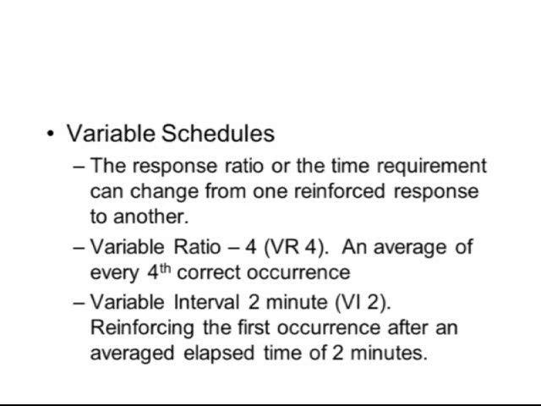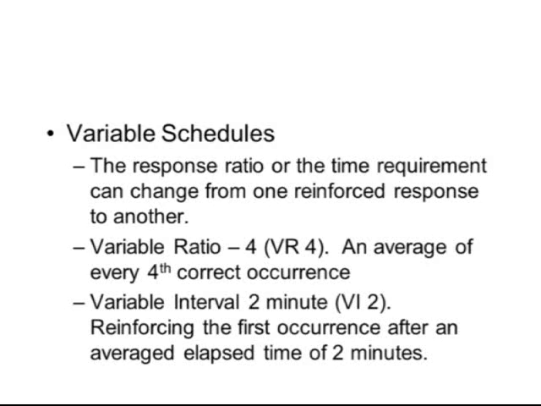Okay, just a moment ago I mentioned problems with a post-reinforcement pause. The way around that is to use variable schedules rather than fixed schedules. Both ratio and interval schedules can be varied. So with a variable schedule, the value of the schedule changes from one delivery of reinforcement to the next, and it usually changes around some kind of average.